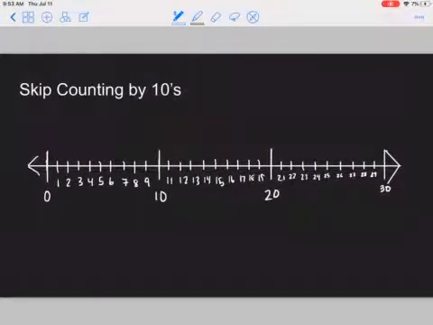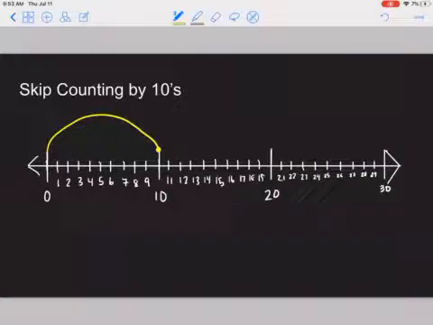So first of all, we're going to start by looking at skip counting by tens. Looking at the number line here, what we're really doing is we're grouping 10 numbers together, and if we're skip counting by 10, we're going to skip over 9 of them. Just to start out, we're going to start at 0, and we're going to skip from 0 over to 10, and that's where we're going to land.